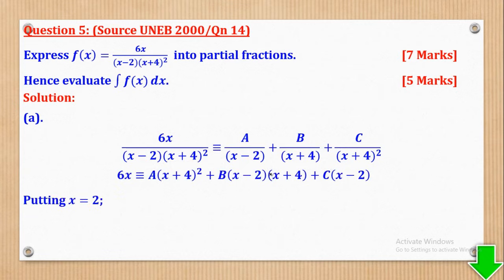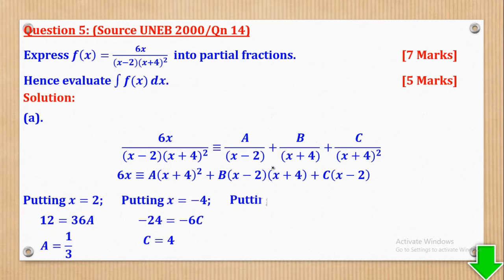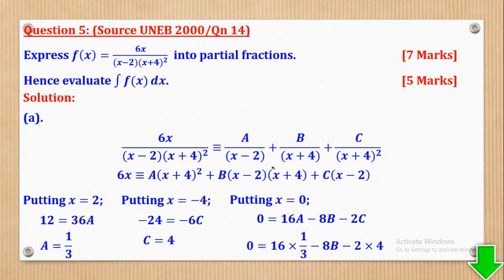When I put x equal to 2, I'll come up with that, therefore a is a third. Put x equal to -4, come up with that, therefore c is 4. Put x equal to 0, I'll come up with that. Substitute for a and c, I'll be able to come up with the value of b as -a third.